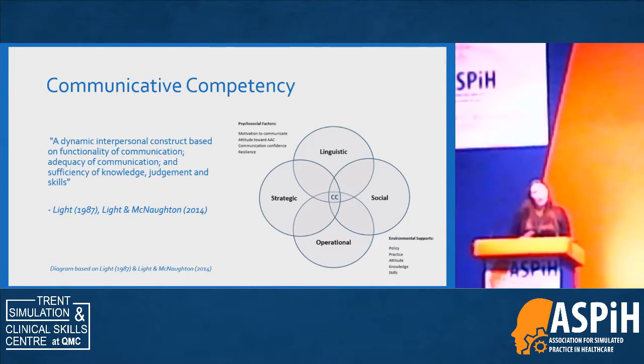You can see around the model, we've also got 2 additional supports. So we have our psychosocial factors at the top, and we have our environmental supports at the bottom. These were later additions that Light made to her framework. She felt that actually, as well as our main areas of competency, there were factors that really did help to support the development of these areas. So things like, is our individual actually motivated to communicate? And is our environment supportive enough around the pupil?